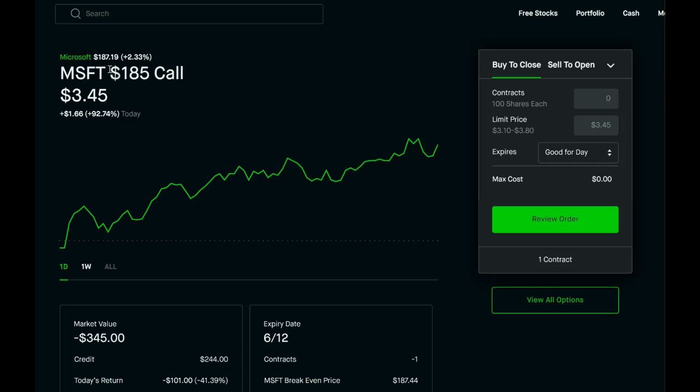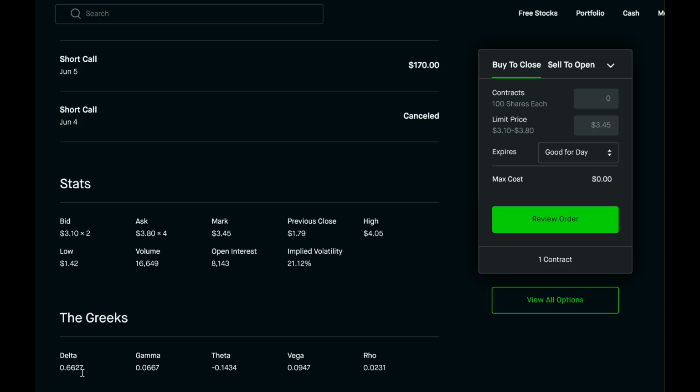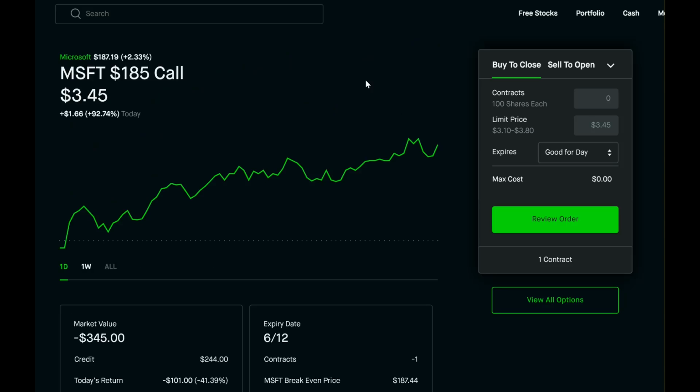Microsoft is sitting at $187.19 and the price of this option is $3.45. Delta will help you measure the price of this option when Microsoft moves up by $1 to $188.19. The delta is 66 cents. To find the price of this option when Microsoft is at $188.19, all you have to do is add that 66 cents to this $3.45.